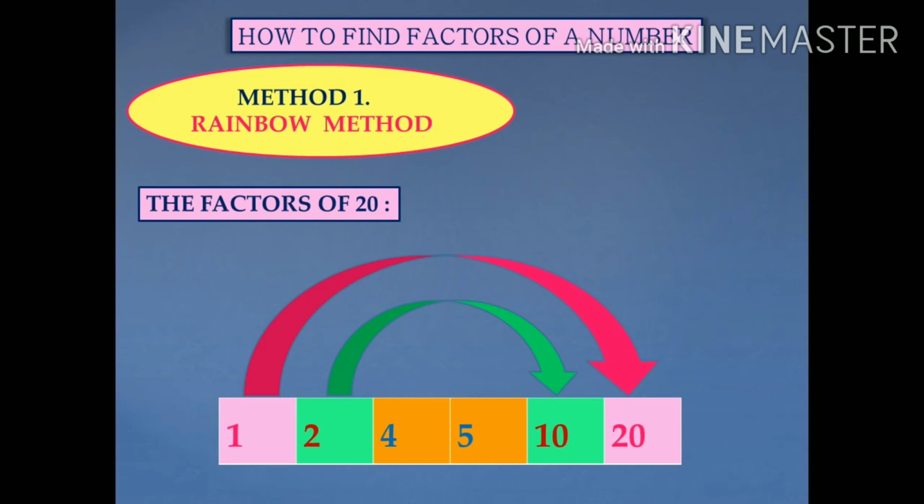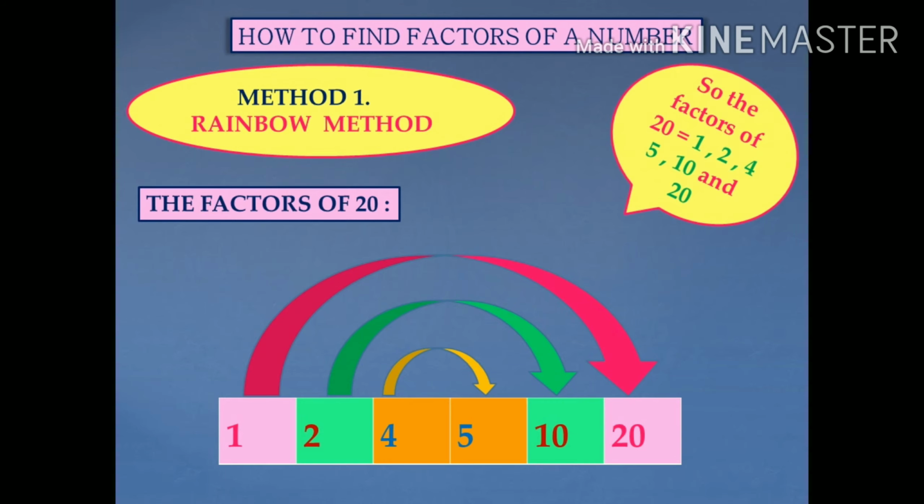3 does not make the multiplication statement for 20 as 20 is not the multiple of 3. So we will leave it and move ahead. 4 into 5 is equal to 20, so 4 and 5 are the factors of 20. 5 into 4 is equal to 20, but 5 is already found as the factor of 20, so we will stop here. And we get all the factors of 20. That are 1, 2, 4, 5, 10 and 20.